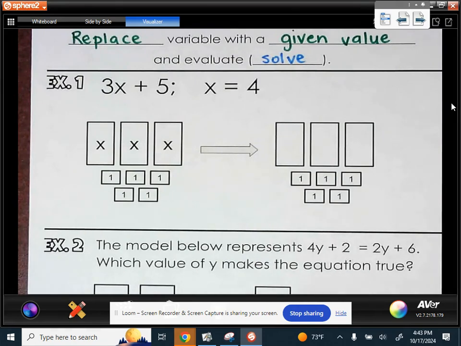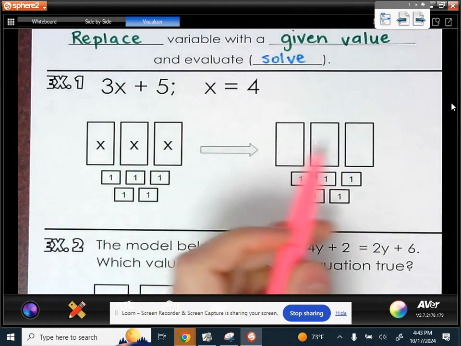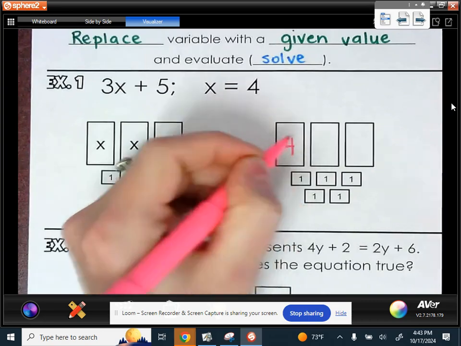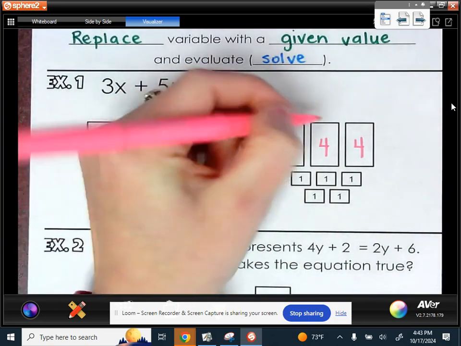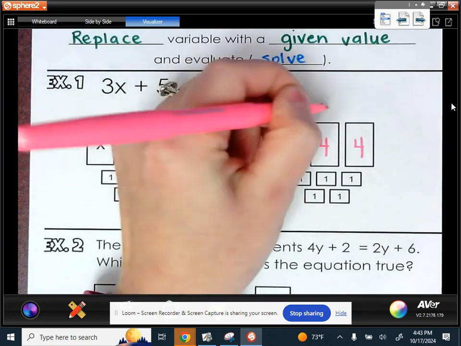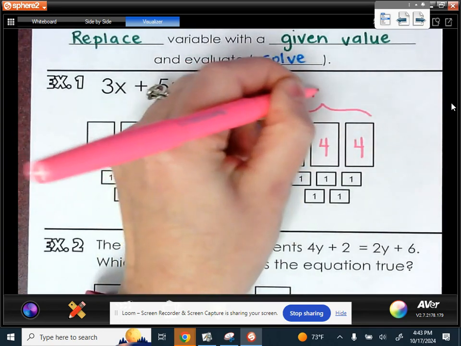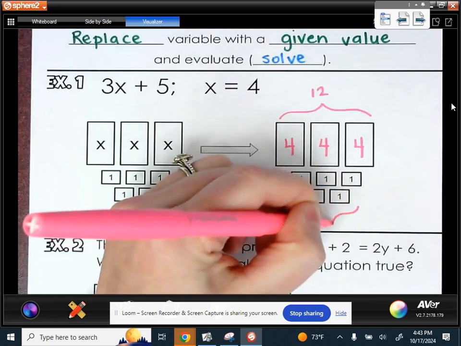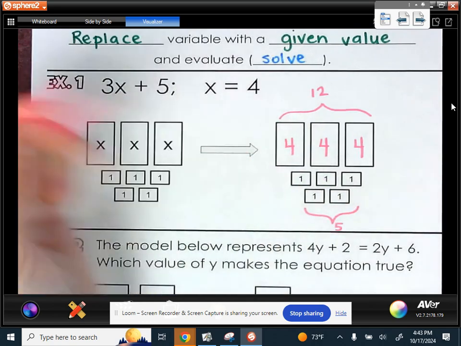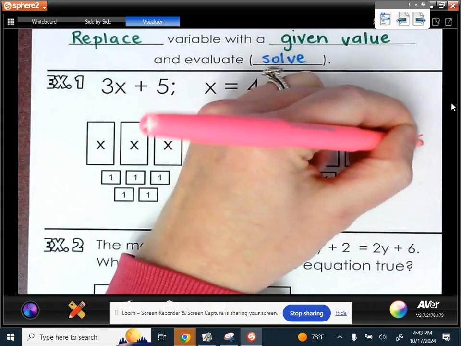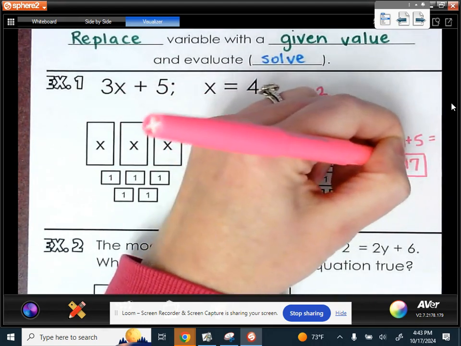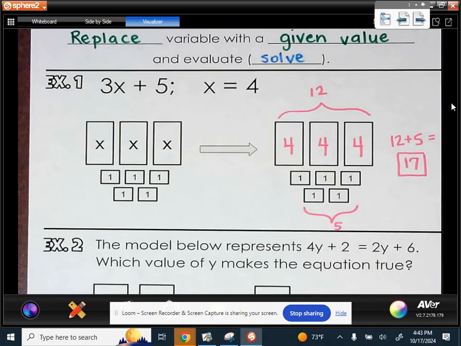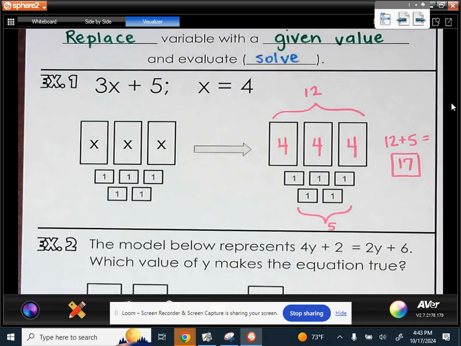So here we have the model redrawn, but this time instead of x, we're going to say 4 because we know x equals 4. So this 4, 4, and 4, that's 12. And then we've got the 5 over here. And 12 plus 5 equals 17. So if they told us to evaluate that expression with x equals 4, then we know it's going to equal 17.